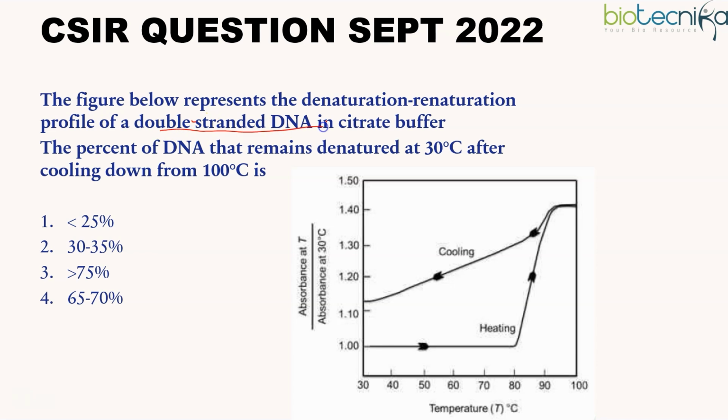Now in such kind of questions, if it is a graphical question, you must always first see what is the y-axis and what is the x-axis. Here, as the temperature increases from 30 degree to 100 degree, you can see there is an increase in absorbance. Second, for such type of questions, you should see whether it is the denaturation or renaturation, double-stranded, single-stranded. These properties, whether it is DNA, RNA, you must keep in mind.